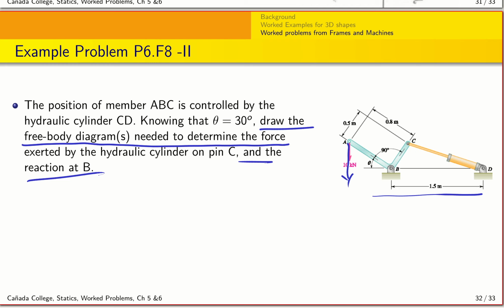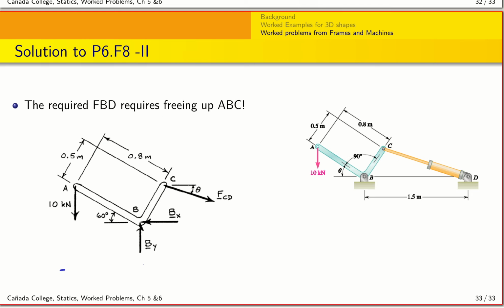Now again, this is interesting because CD is a two-force member, so we know exactly the direction of the force that is acting at C due to this cylinder CD. So very simply, our free body diagram boils down to this. B is a fixed joint, so I have two components for the force at B along X and along Y, and of course I have this load applied here at point A and finally at point C.